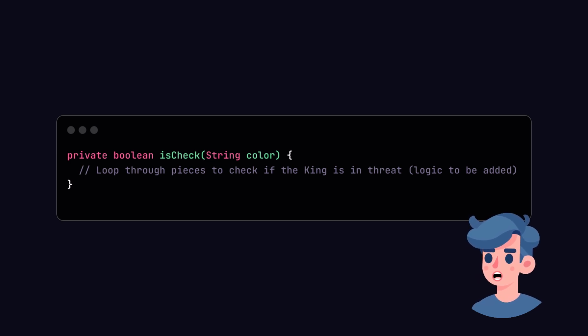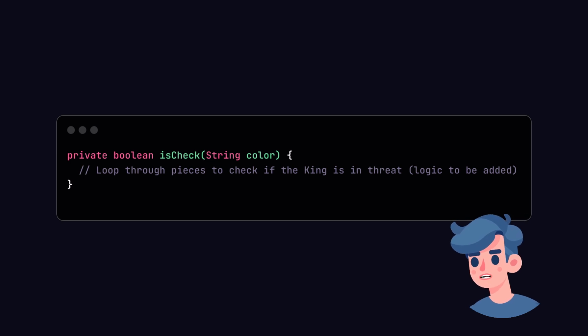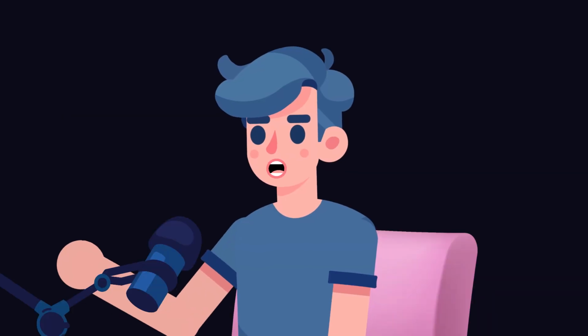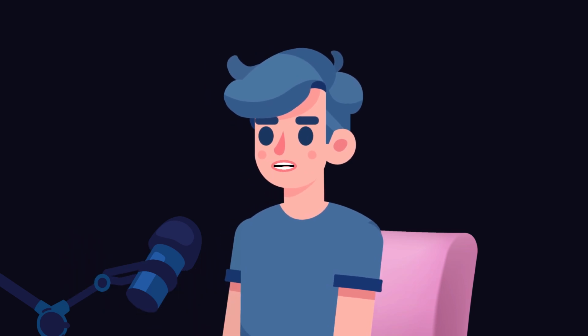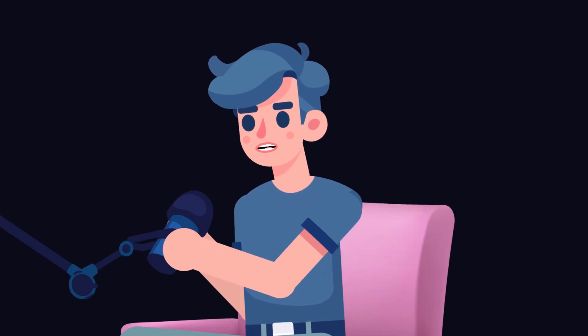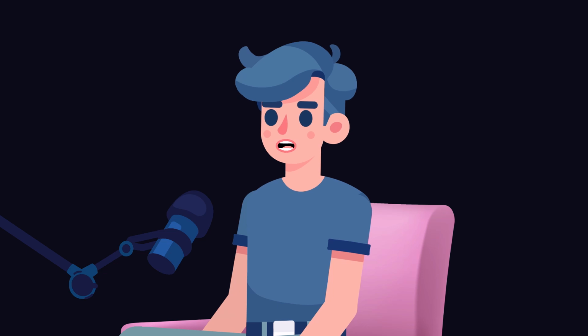We'll also need a way to determine if a player's king is in check or checkmate, which requires keeping track of the game state. You will also need to implement methods for determining the end of the game, whether it's checkmate or if the game is a draw. This will involve checking the positions of the pieces continually.